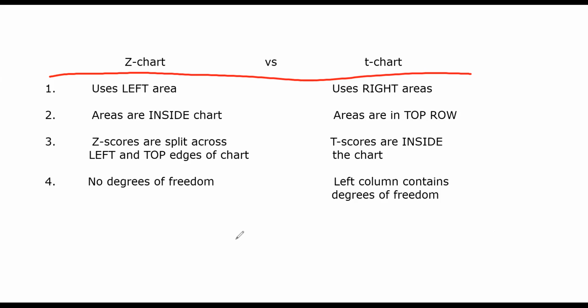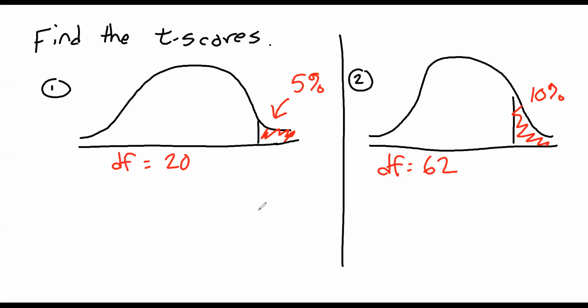All right, let's take a look at some specific examples of using the t-chart. On the screen, you see 2 bell curves. We can assume that their centers are 0, even though it's not explicitly stated, because we are being asked to find t-scores, and on the t-distribution, the mean is 0. On number 1, we have a right tail shaded in, whose area is 5%, and we have 20 degrees of freedom.